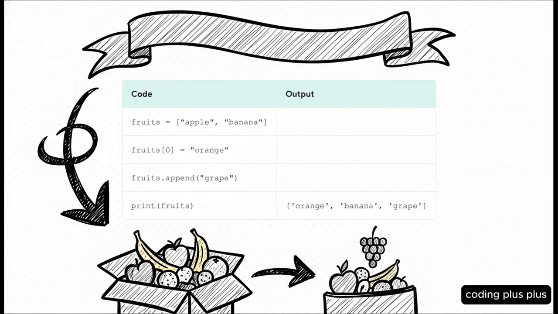A list is great because it's changeable. The technical term is mutable. So as you can see in the code, we can just reach in and change the first item to orange. No problem. We can also tack new items onto the end using the .append method. Lists are your super flexible go-to container.